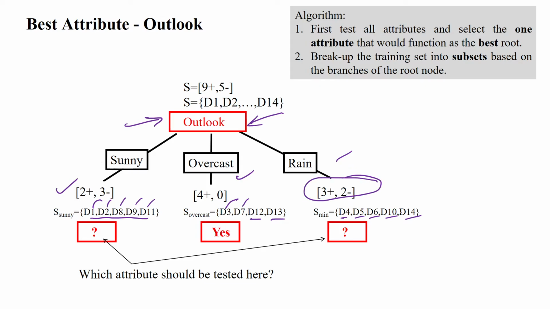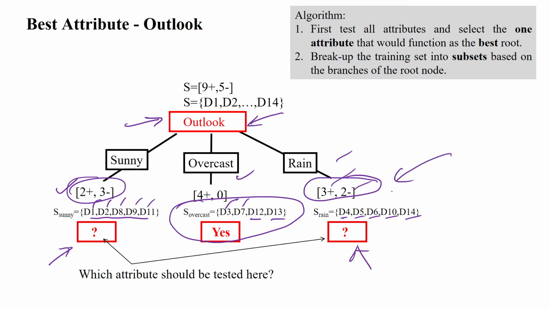In sunny, out of these five samples, two are positive and three are negative. In overcast, all samples belong to a single class, so hereafter there is no need for any split. Under sunny we have two positive samples and three negative samples. Under rainy we have three positive samples and two negative samples.